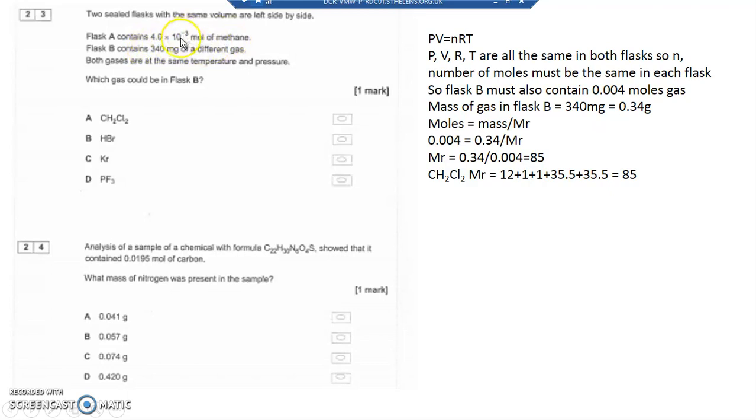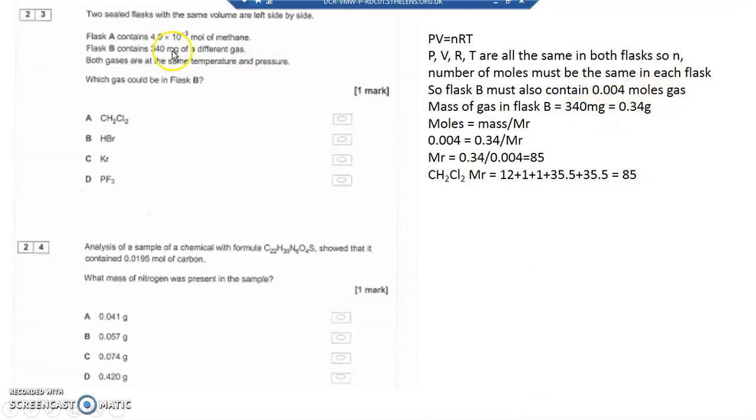this flask B must contain 4.0 times 10 to the minus 3 moles of methane as well, because n, number of moles, must be the same for both of them, because everything else is the same. So when you work out n, it must be the same. So flask B has got 4 times 10 to the minus 3, or 0.004 moles of gas as well.